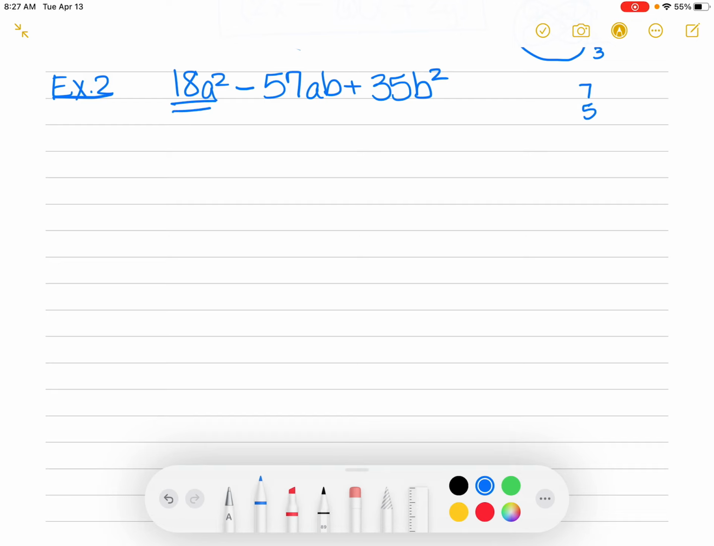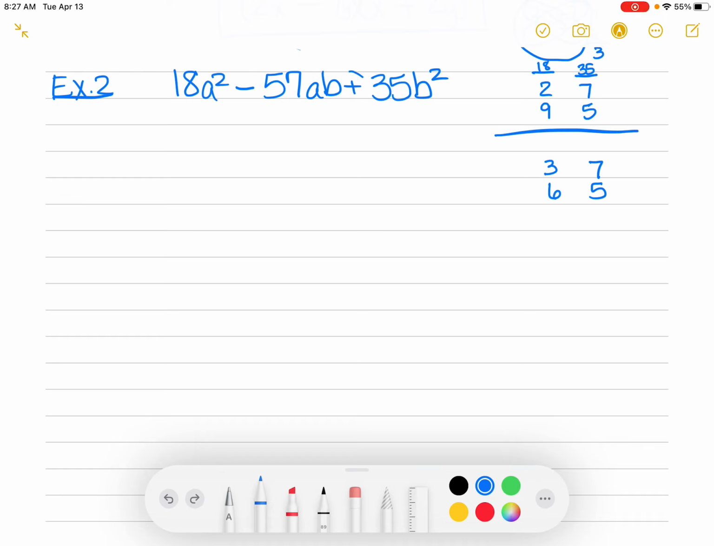Now the 18, I'm going to need to try a couple of things. So I could try 18 and 1, but I think that's going to give me way too big of a number no matter which way I multiply. So let's not try 18 times 1. Let's try 2 times 9, and we can try 3 times 6. Okay, so I'm trying 7 times 5 at the back, because remember, back here I'm trying to make 35, and right here I'm trying to make 18. And then I'm going to crisscross and try different things to see if I can get 57.